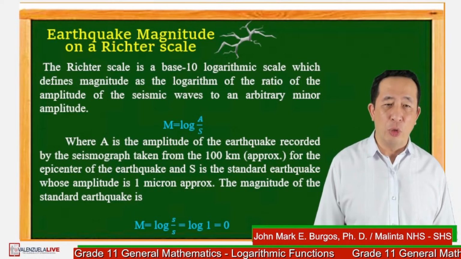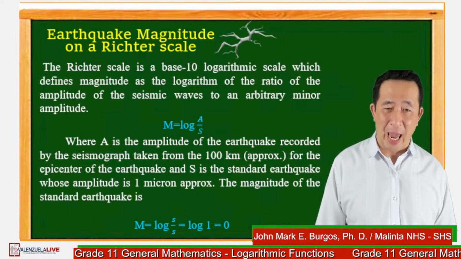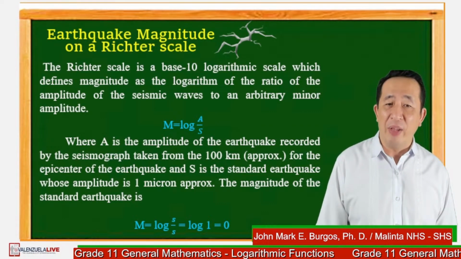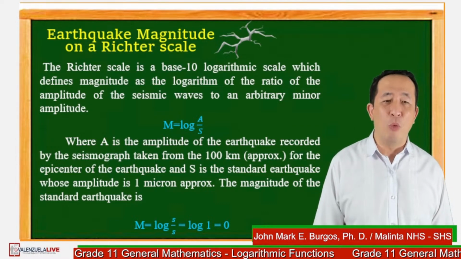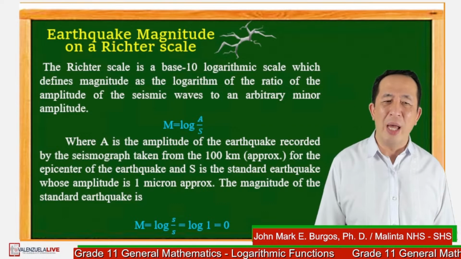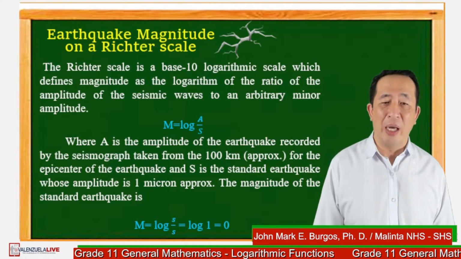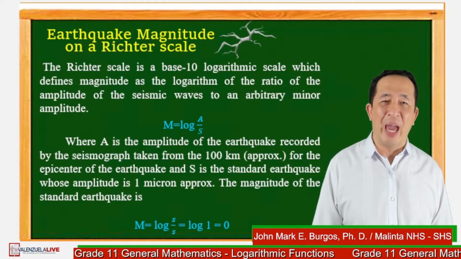M is equal to logarithm of A over S, where A is the amplitude of the earthquake recorded by the seismograph taken from approximately 100 kilometers from the epicenter of the earthquake, and S is the standard earthquake whose amplitude is approximately 1 micron. The magnitude of the standard earthquake is M is equal to logarithm of S over S is equal to logarithm of 1 is equal to 0.